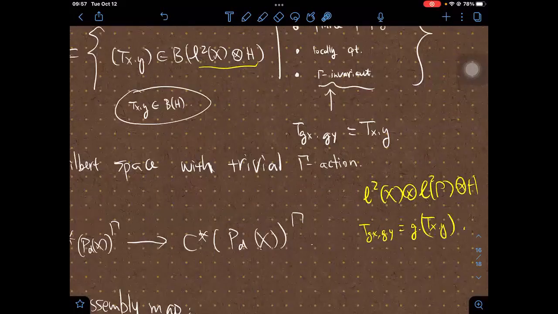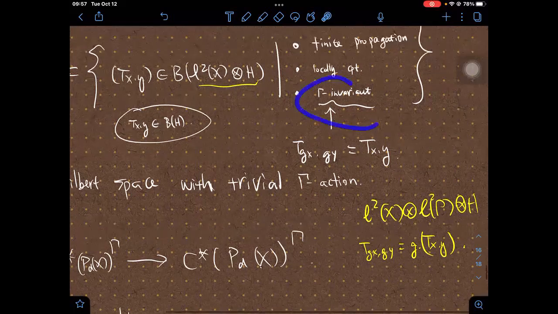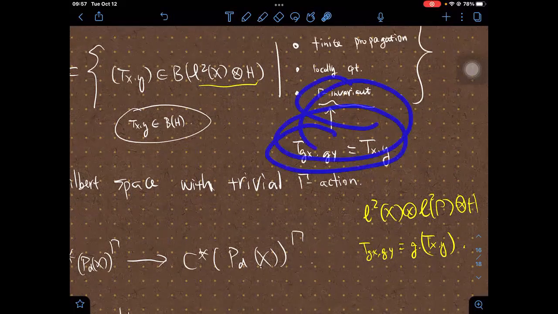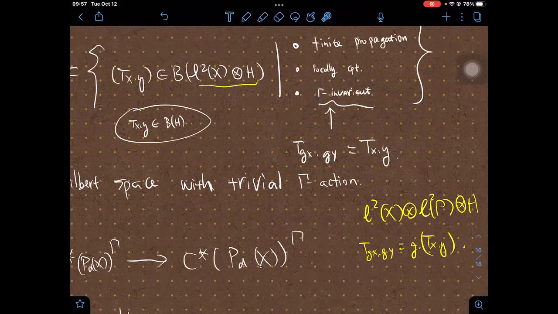If it is not free and you still use this definition for gamma invariance, you will miss some information about the torsion or stabilizer groups. Okay, thank you.